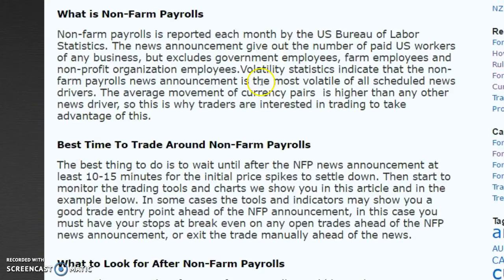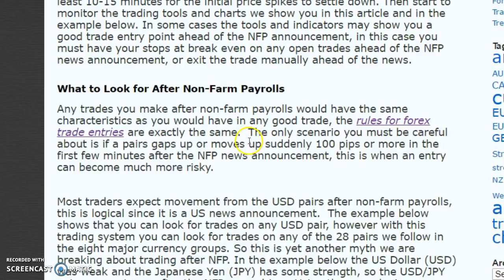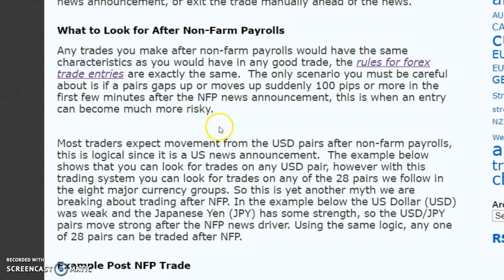So the best time to trade around non-farm payrolls is that you have to wait for the NFP news driver to come out. It'd be at 7:30 Central, 8:30 Eastern time on the first Friday of the month. Wait a few minutes until after the initial spikes and the initial movements, and then we'll show you what to do next. Like any other trade, you want to have a set of rules for entering the trade.